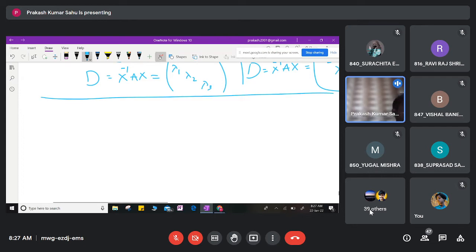So now let us solve a 3 cross 3 matrix. Okay. So let us see another example. We take a 3 cross 3 matrix and we have to diagonalize it. Okay, diagonalize the matrix.